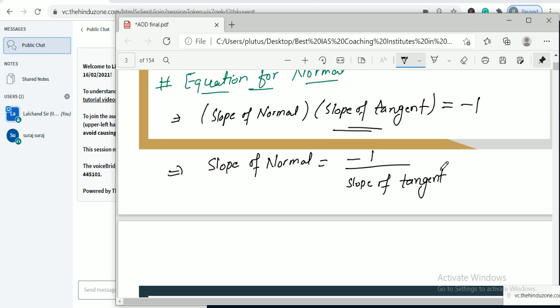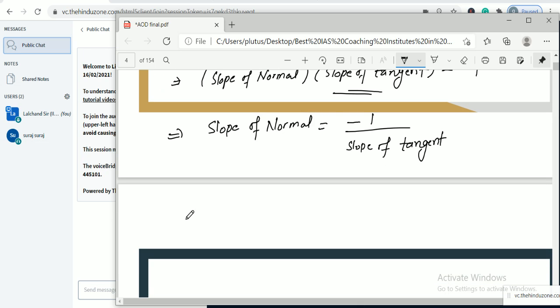Isn't it? This is the slope of normal. If we substitute the value, then our slope of normal will be equal to minus 1 upon dy by dx at point x equal to a, isn't it? This is our slope of normal.